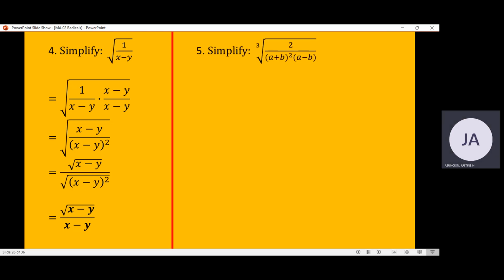Then the fifth example, the cube root of 2 over the quantity a plus b squared times the quantity a minus b. In this case, try to think of an expression that we need to multiply on both the numerator and the denominator.